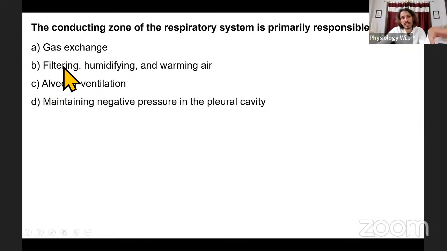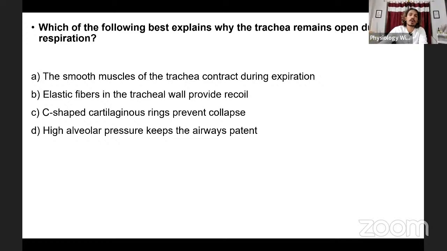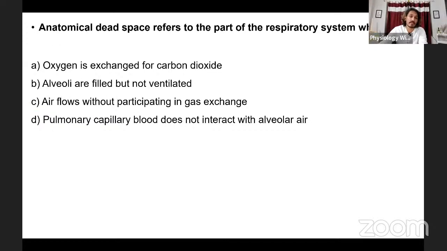Okay, but this actually happens even before it. From the point of the nose, your nostril, nasopharynx, from that point only, all of these things actually start. Okay, but of course, the conducting zone also helps in all of this. So that will be the best answer of the lot. Now, which of the following best explains why the trachea remains open during respiration? This is very simple. I already explained it. This is because of the cartilaginous rings, because of which pressure changes will not result in its collapse. But bronchioles under high pressure can collapse because they do not have these cartilaginous rings like the trachea.